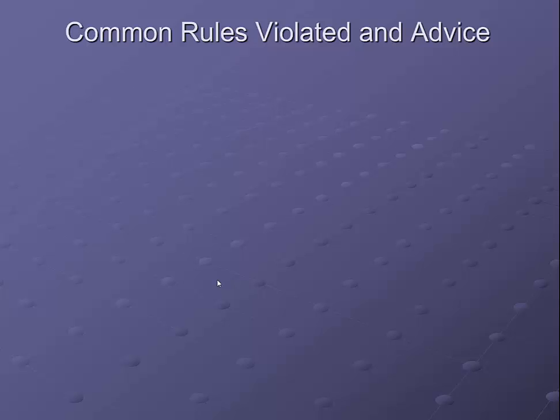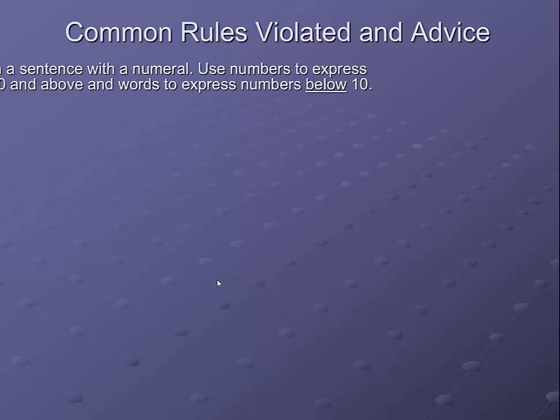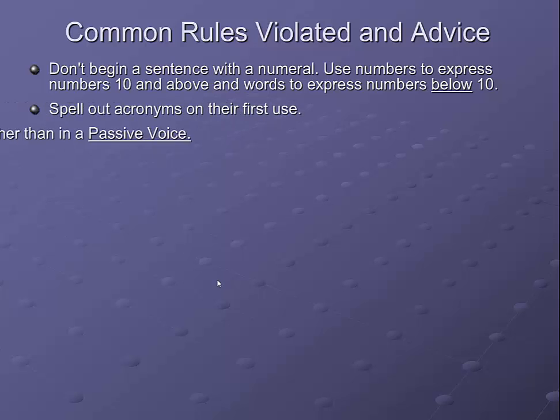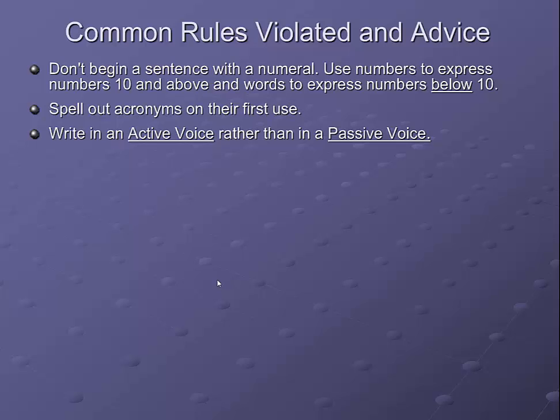Just some common rules and advice about writing. The APA manual says don't begin a sentence with a number, so make sure you use words to express those. Make sure you spell out acronyms at their first use. Try to write in an active voice rather than a passive voice. Omit needless words. You're not going to have a lot of room to write.